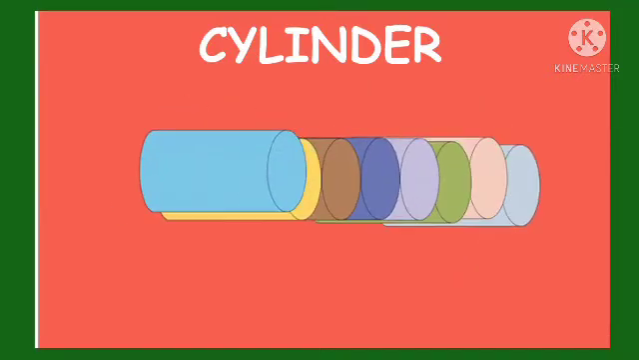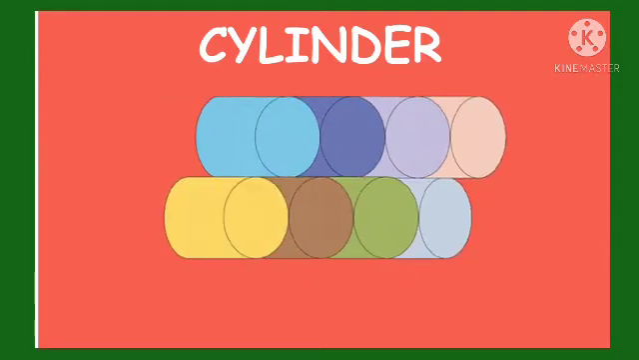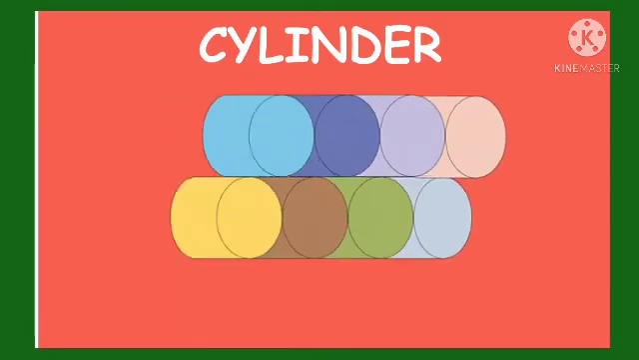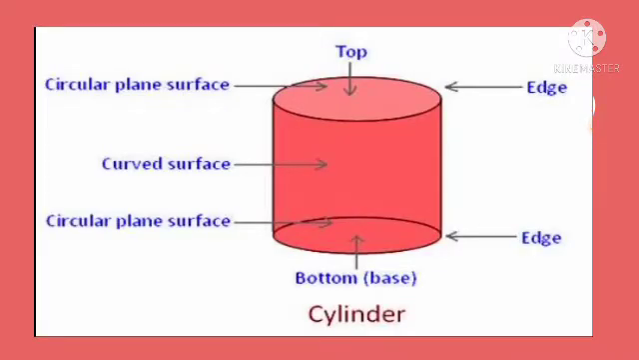A cylinder has 2 plane faces and one curved surface. It has no edges and no vertices. Here the picture of cylinder is given and here the top and bottom base. Here are 2 plane faces and the 2 plane faces here are circles and one curved surface, and it has no edges and no vertices.